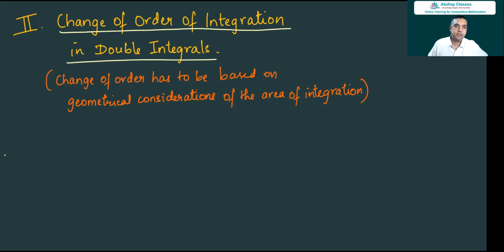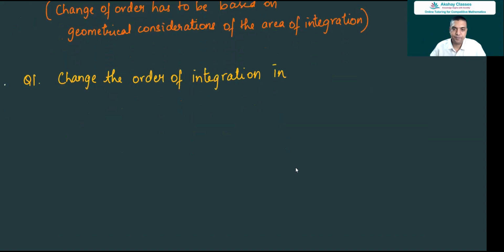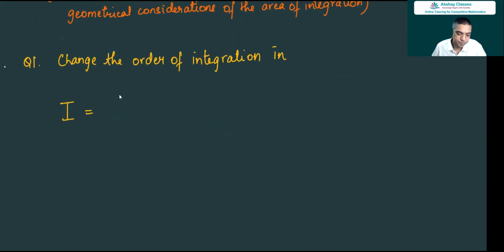So let's take examples. Question 1. Change the order of integration in I is equal to integral 0 to 2a and integral x square by 4a to 3a minus x f of x comma y dy dx.